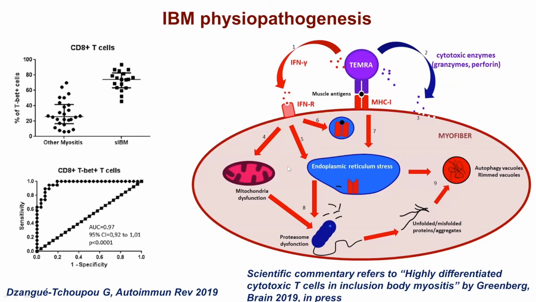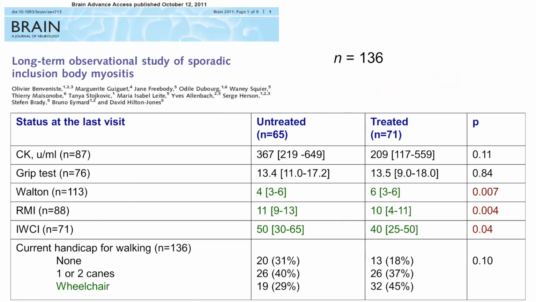And all this accumulation of proteins is not well degraded by the autophagy or the proteasome. And then you have these autophagy vacuoles, which are the rimmed vacuoles with unfolded and misfolded protein aggregates. So this is our view of the physiopathogenesis. And we published some years ago with David Hilton-Jones from Oxford this long-term observational study on IBM, because I was surprised visiting David in England that IBM patients didn't receive any immunosuppressive drugs.